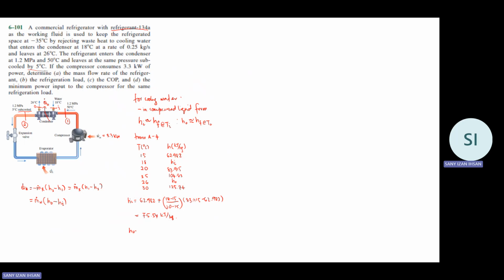Okay, do the same for HO. HO is 104.83. My writing is getting worse. Okay, let me rewrite.